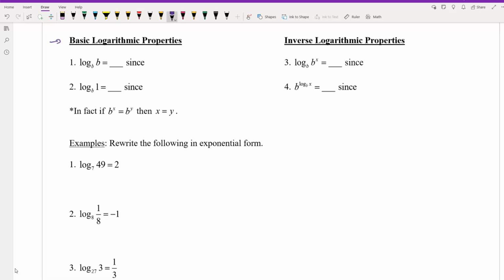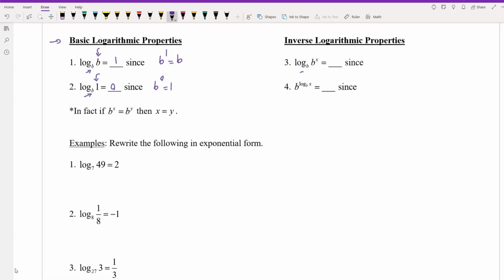Basic logarithmic properties. Number 1, here we have log, base is b, and again we have b. So b to the power 1 is equal to b. Number 2, here again base is b. I should have power 0, so that way I can have this one equal to 1. So what that means here, log_b 1 is equal to 0.